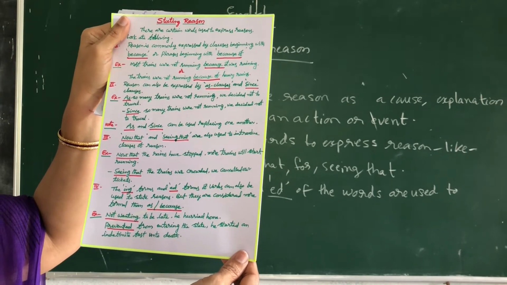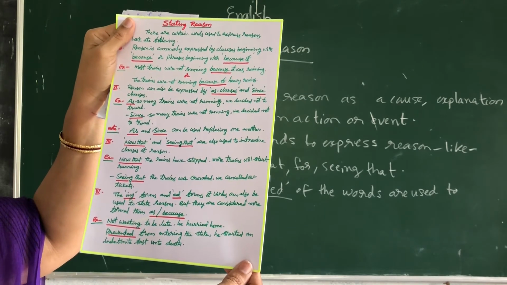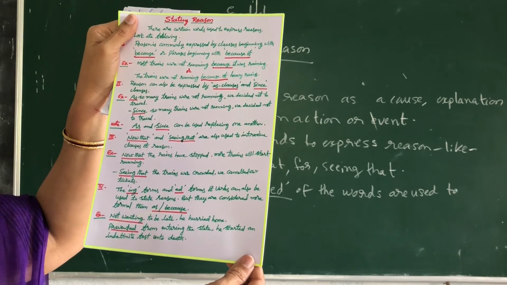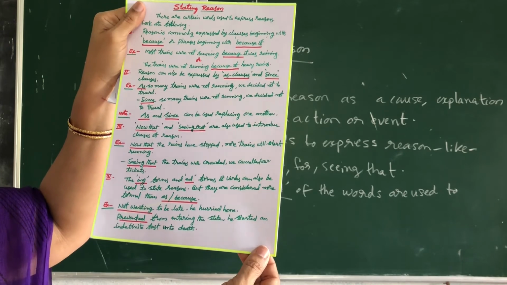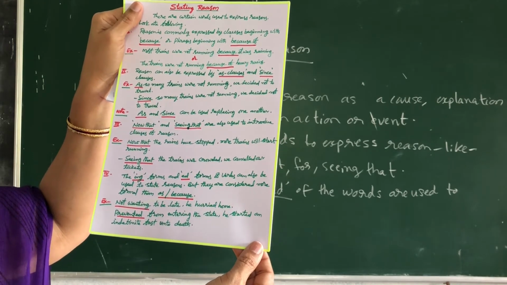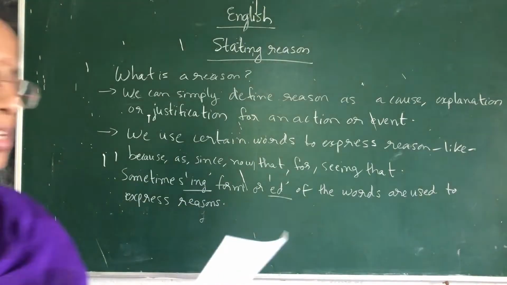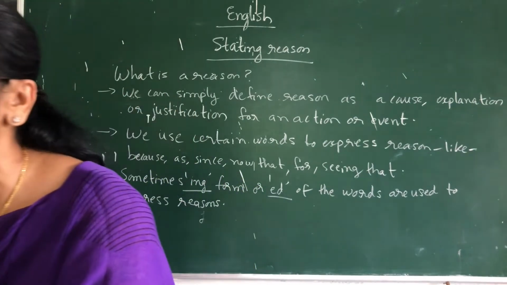The ing forms or ed forms of verbs can also be used to state reasons, but they are considered more formal than as and because. Not wanting to be late, he hurried home. Prevented from entering the state, he started an indefinite fast unto death. Hope it is clear, ma. Now we will see certain examples, a few more examples.